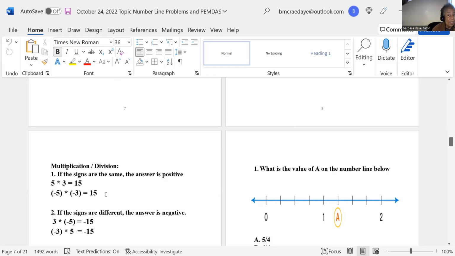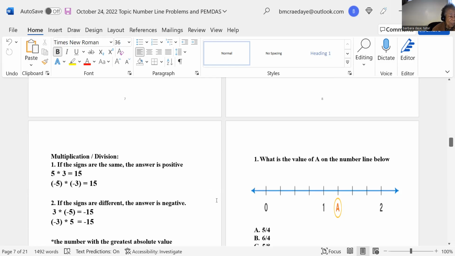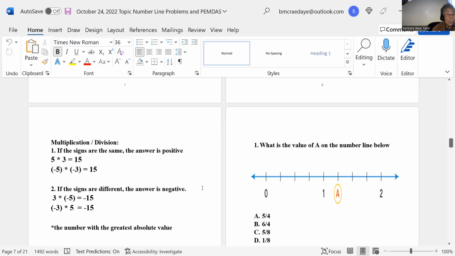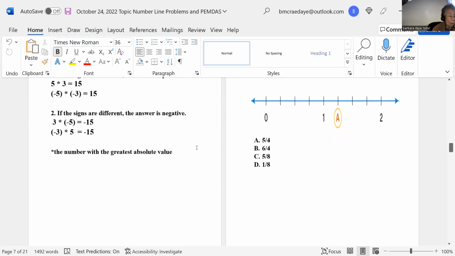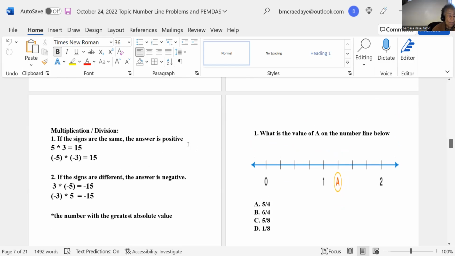But if your signs are different, your answer will be negative. So 3 times a minus 5 is a minus 15. A minus 3 times a 5 is a negative 15. So know the difference between your multiplication, division, your addition, and subtraction. Right. Now, let's go to finding something on the number line based on what we see on the number line.